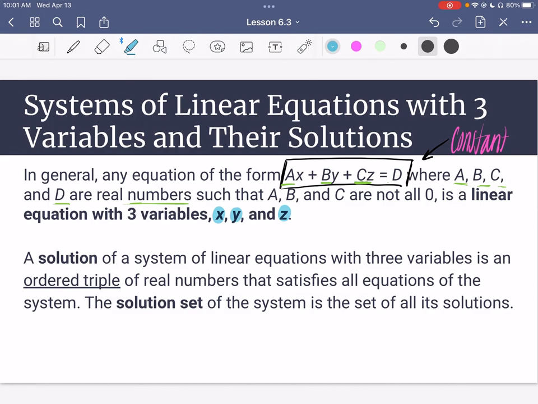And when we solve for these equations with three variables, the solution, instead of being an ordered pair, is going to be an ordered triple. So meaning we're going to have an x value, a y value, and a z value, just like we talked about on the previous page. Okay, so an ordered triple because we have all three values.